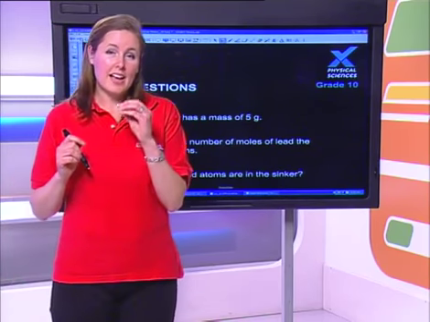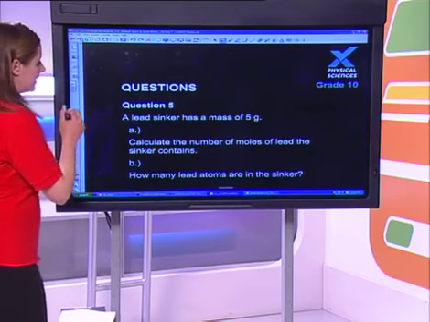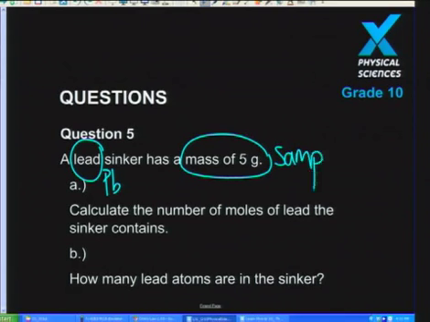So let's look at the first one. I've got a number of questions here. We'll do question 5, and then we'll look at taking a break. I've got here a lead sinker. So lead, I'm thinking, Pb, has a mass of 5 grams. That is the mass of my sample. Calculate the number of moles of lead the sinker contains. So my first question is, find the number of moles.